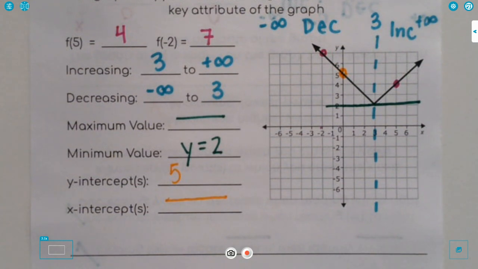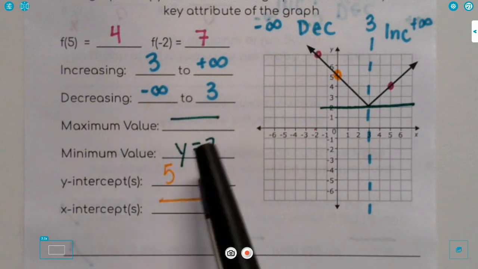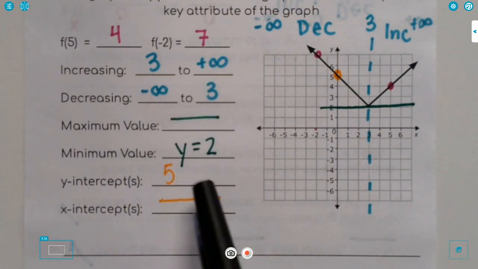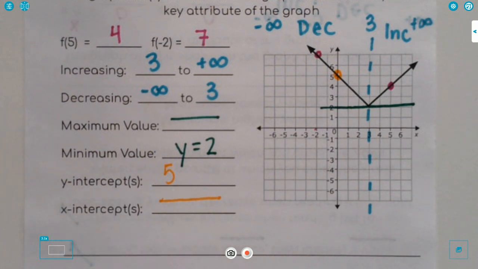Okay, so function attributes, a lot of little things. We've already looked at evaluating functions. We've already looked at maxes and mins. So it's 2 new things, increasing, decreasing, x and y intercepts, and then those 2 things that we've already seen in 4.3 and 4.4.